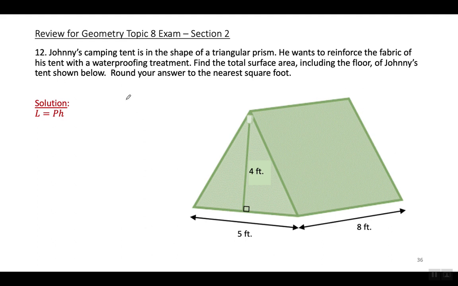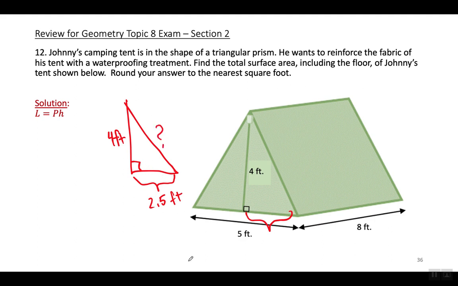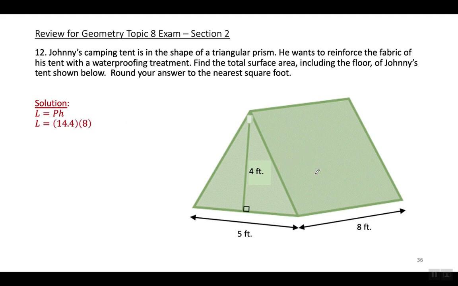So you have a right triangle here where this side is 4 feet. And this side right here is going to be half of this side. This entire side is 5 feet, so this side has to be 2.5 feet. So you're going to have to use the Pythagorean theorem to find how long this side is, the hypotenuse. When you do that, I didn't write what you get here, but the perimeter of the base is going to end up being 14.4.